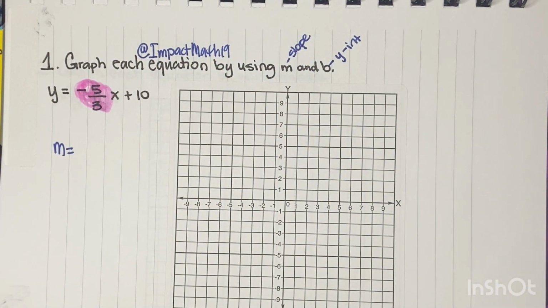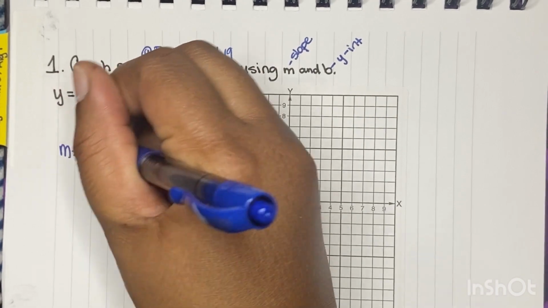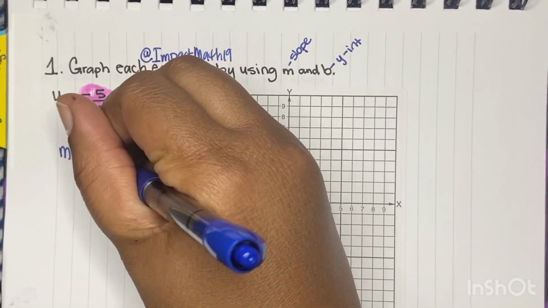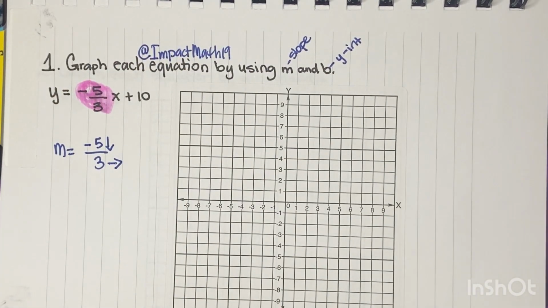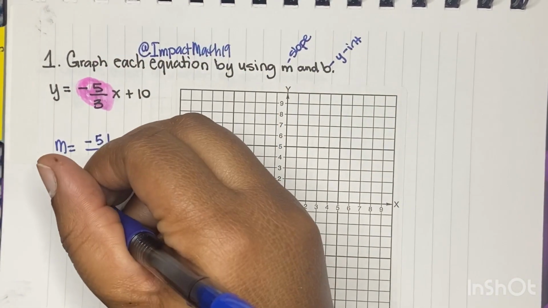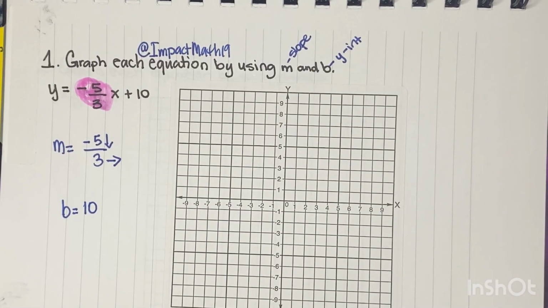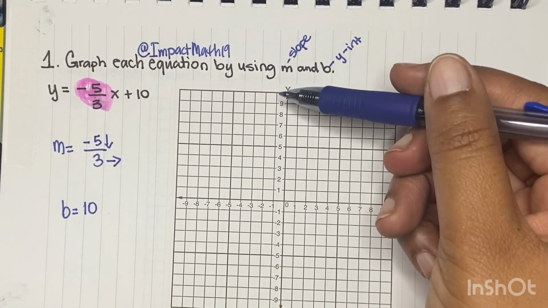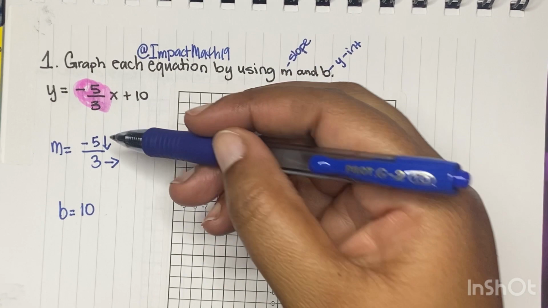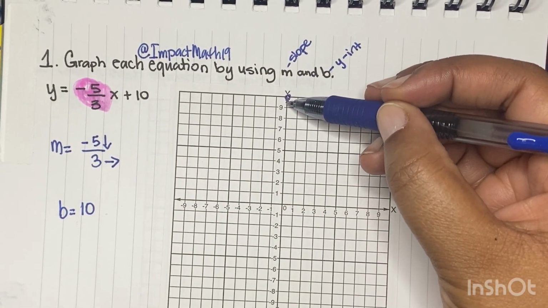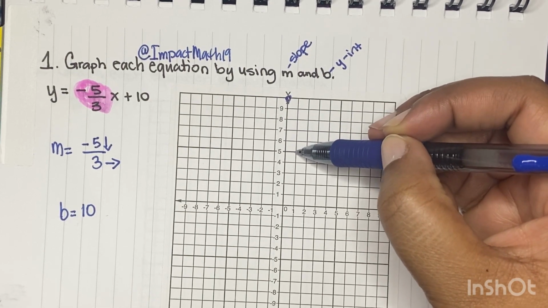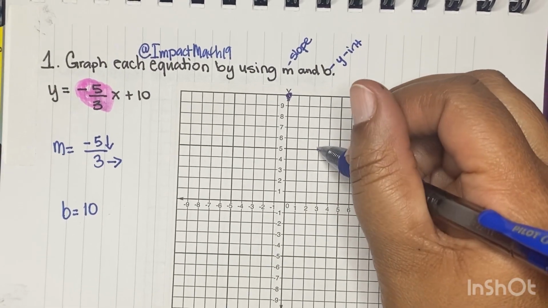So here our m would be -5 over 3. Okay. So this is telling us we go down 5 to the right 3. And then our b is going to equal 10. Okay. So we're going to start at 10 on our y-axis. Okay, this is 10 on the y. And then from there, I'm going to count down 5. 1, 2, 3, 4, 5. And I'm running to the right 3. 1, 2, 3. And I put a point.